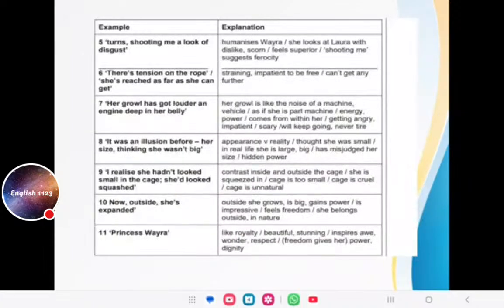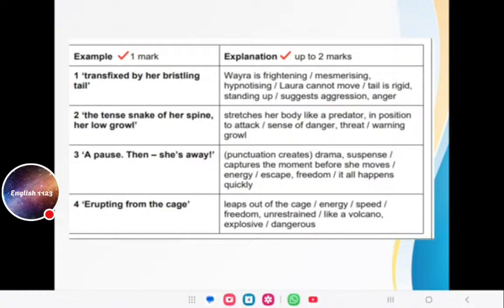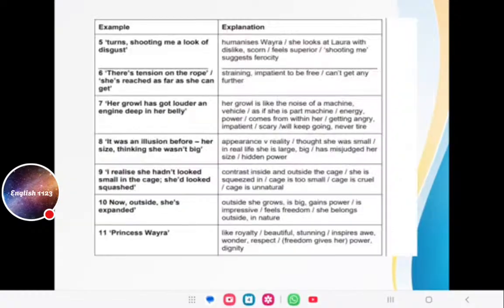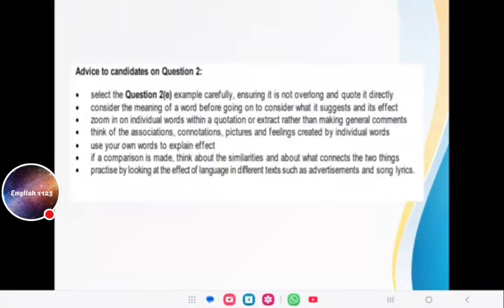That shooting me a look of disgust, or her growl has got louder, or she erupting from the cage. So when you are explaining these examples, you have to pay attention to individual words and then explain those words and think what is the connotation, why, how we use this word, and then write your explanation of 2 or 3 lines, and that is quite enough for you. Do not go for very long explanations that will make you feel confused about what you are actually trying to write. So 2-3 lines are enough.